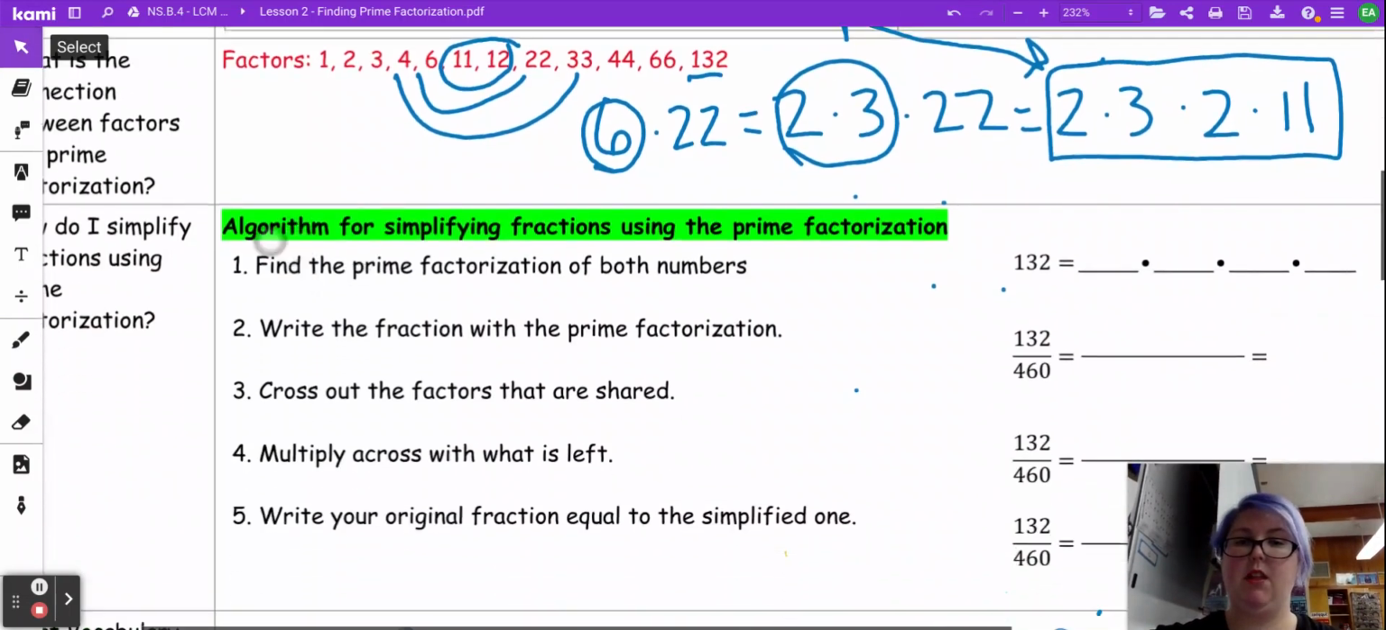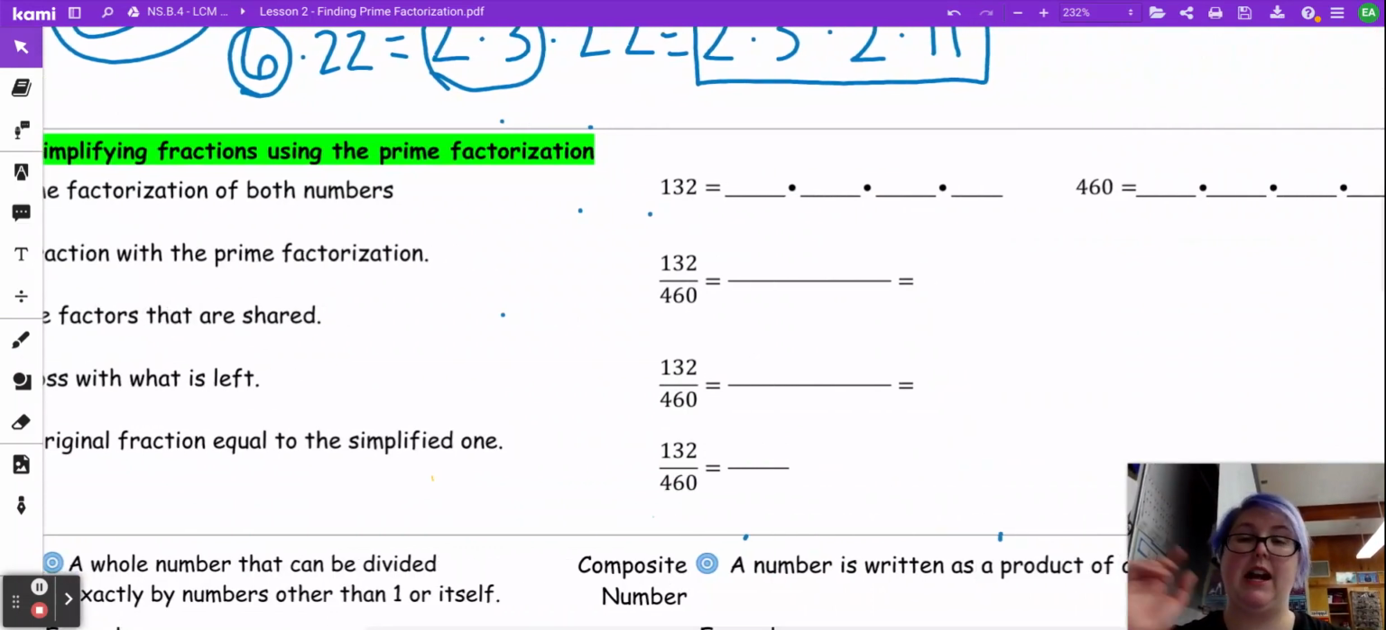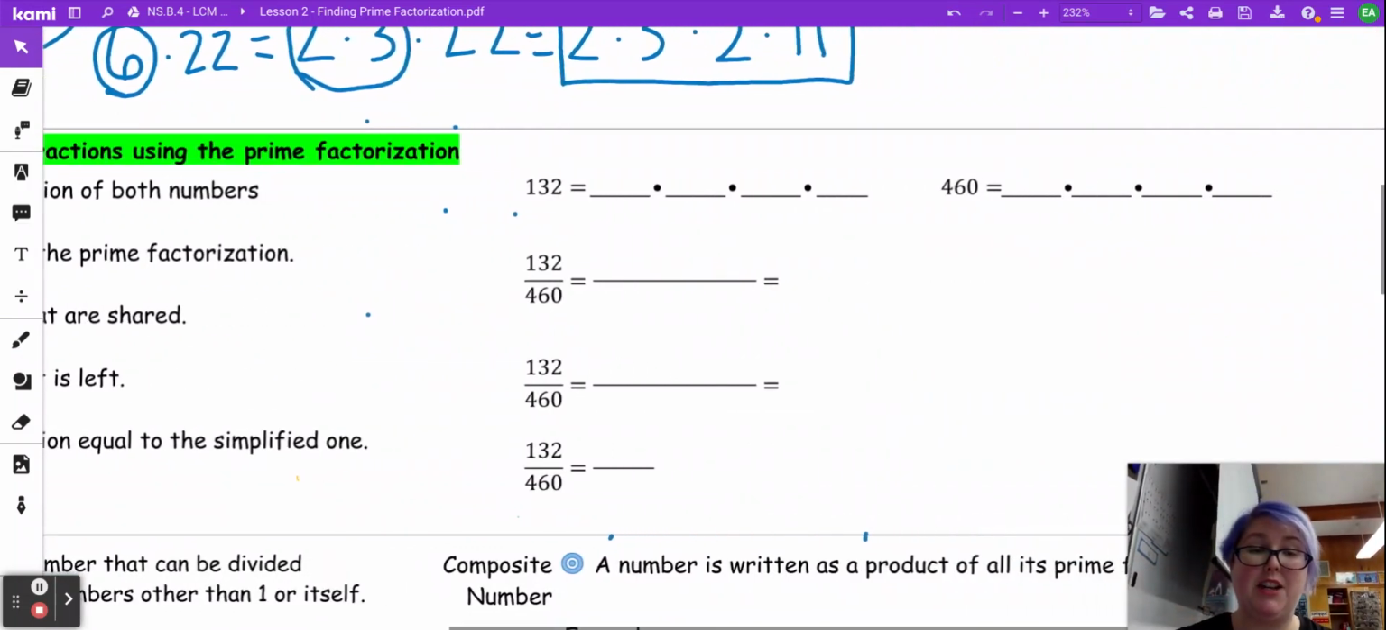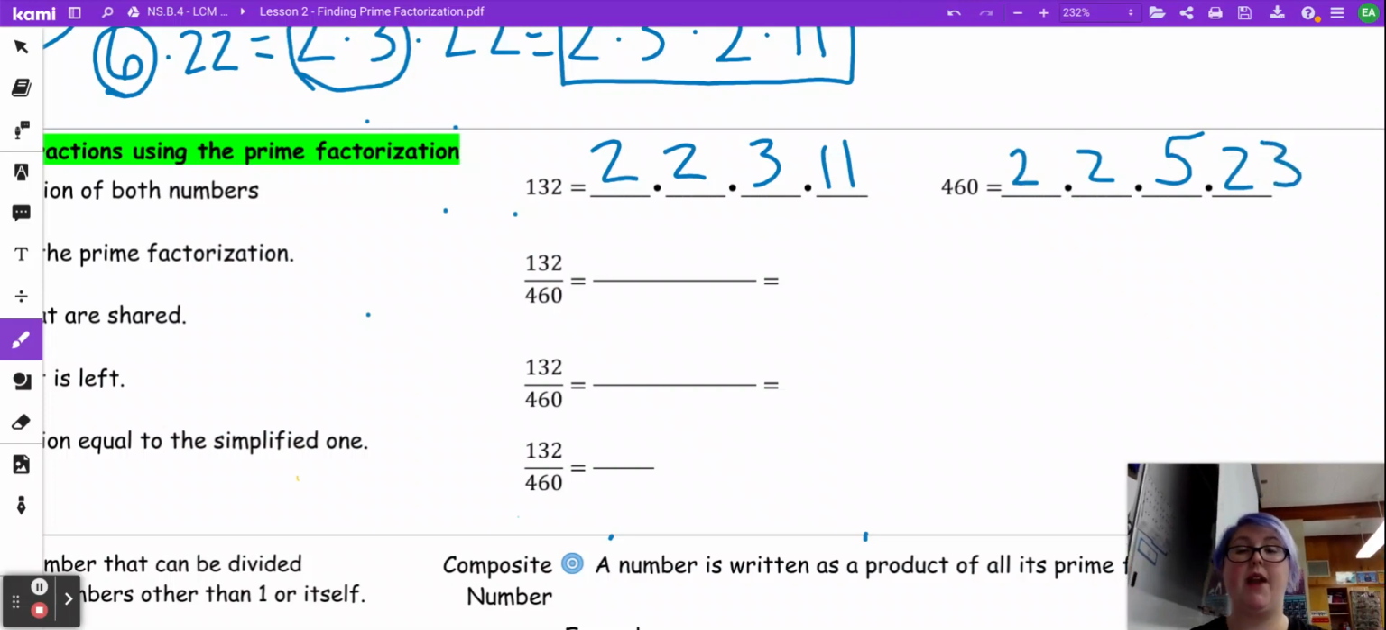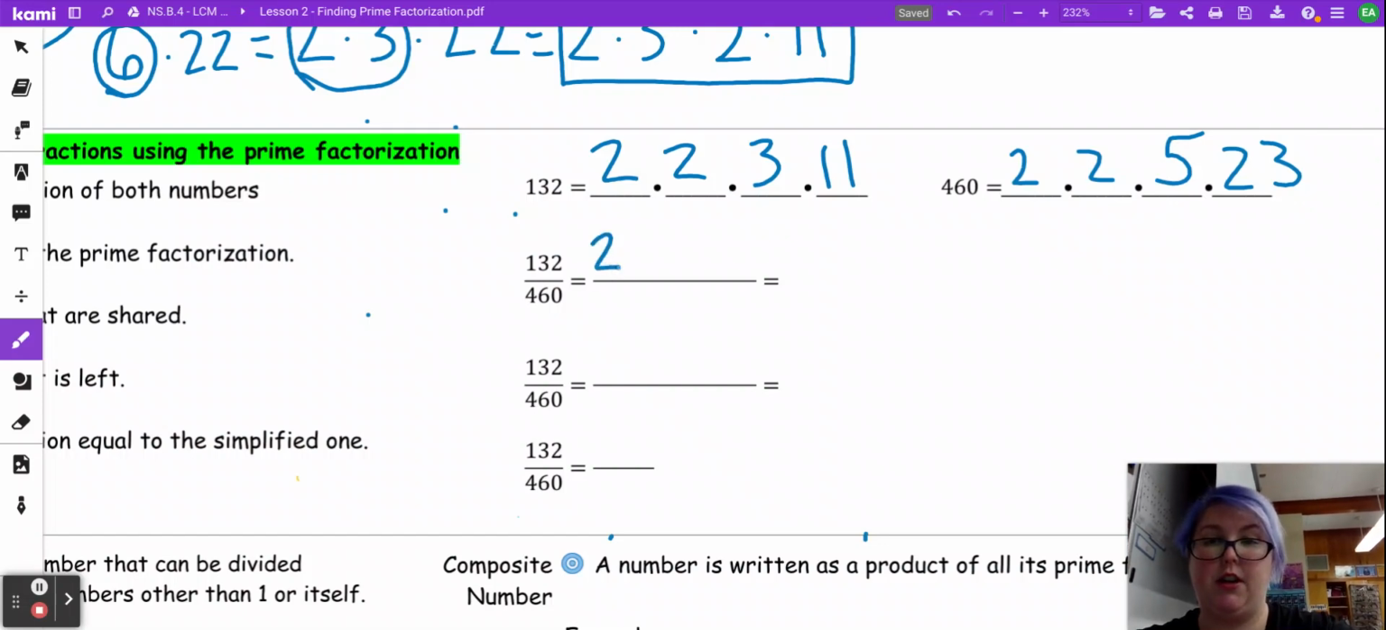Now, the cool math trick is you can actually use prime factorization to simplify really big fractions. So we've already found the prime factorization of 132. That is 2 times 2 times 3 times 11. We just proved we could do that multiple ways. We used the tree method for 460 to get 2 times 2 times 5 times 23. So now we are going to write this as a fraction. We're going to write the prime factorization of 132 on the top, and we're going to write the prime factorization of 460 on the bottom.